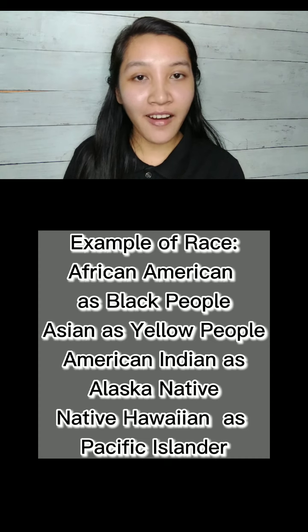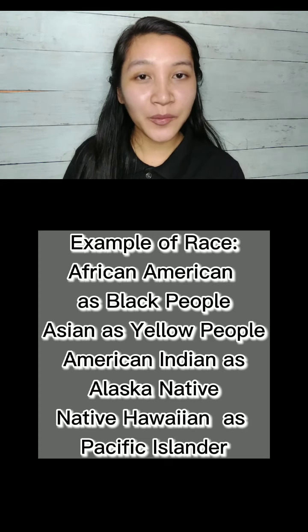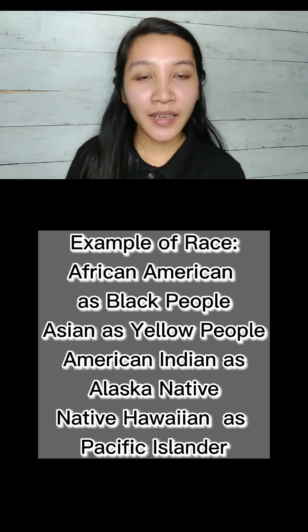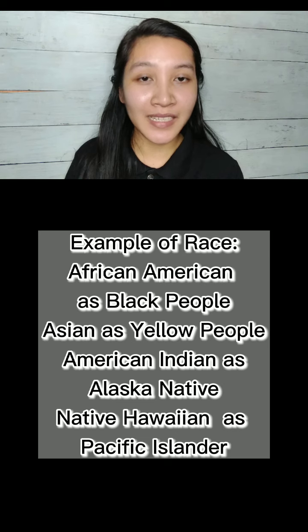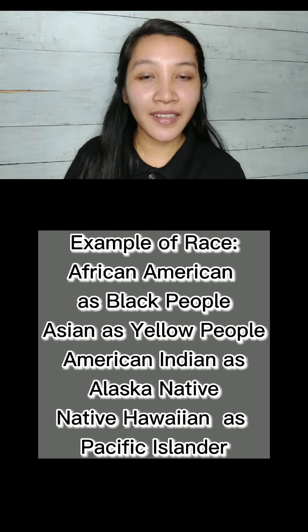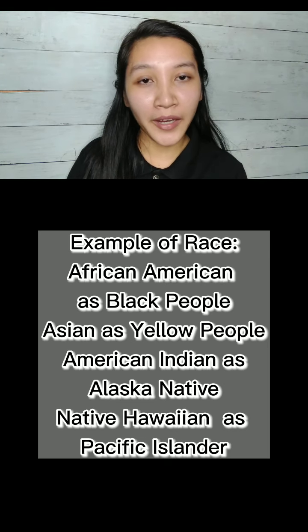Examples of races are African American, which are called black people. The Asian people are called yellow people. The American Indian, called Alaska Native. And the last one is the Native Hawaiian, called Pacific Islander.